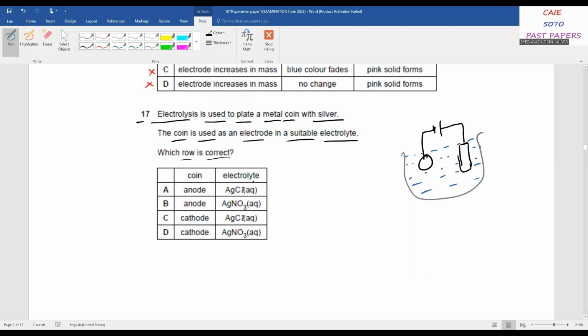Which row is correct? Coin should be cathode. This is cathode. This is coin. Should be cathode. So you can have one of these choices correct, either C or D.